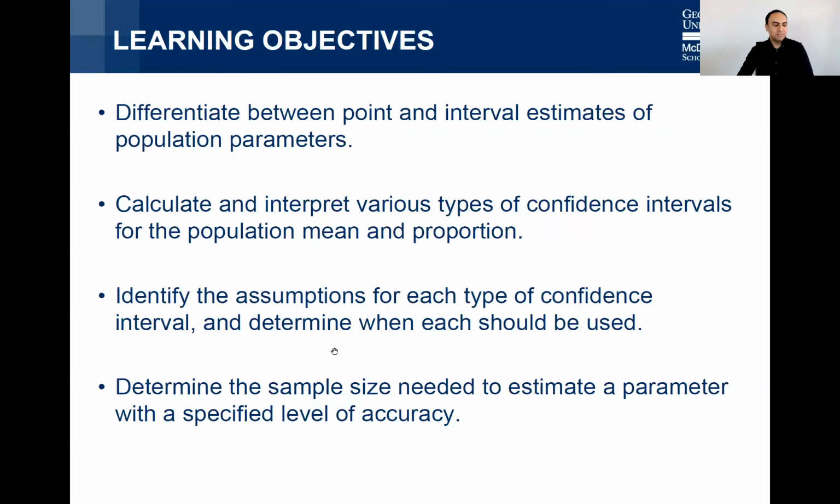To differentiate between point and interval estimates of population parameters, calculate and interpret various types of confidence interval for the population mean and proportion, identify the assumptions for each of these confidence interval estimations, and determine the sample size. We may not go over all of this, but you will get an idea of this whole session.